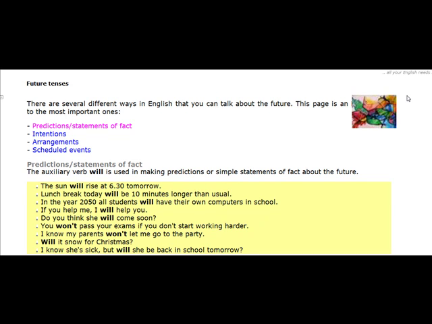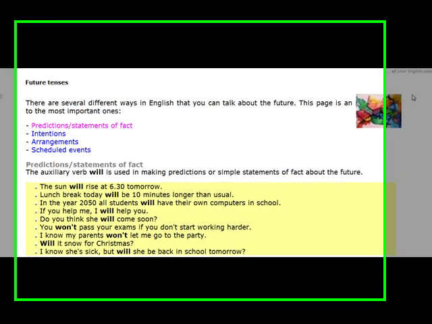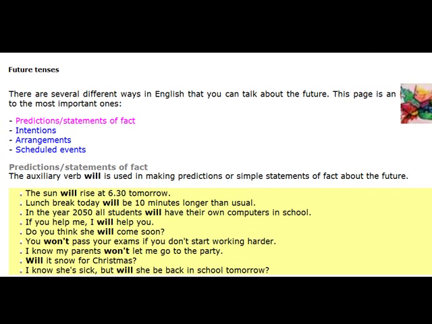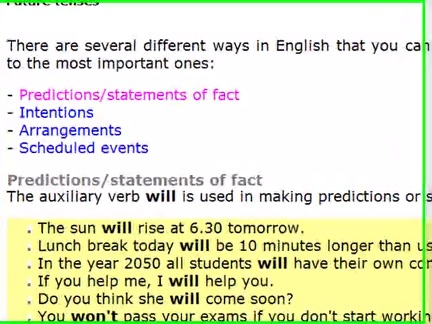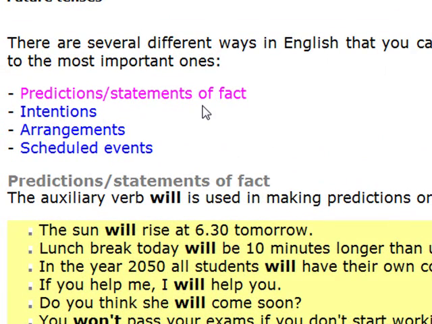Today we're going to take up the future tense. There are several different ways in English that you can talk about the future tense. This page is on the most important ones. There is the prediction or statements of fact, the intention or intentions, the arrangements, and scheduled events.